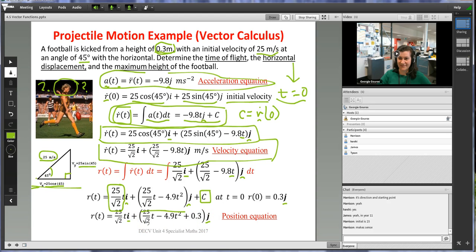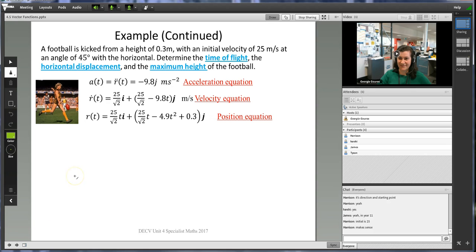So this is now the position equation with the constant evaluated to be 0.3j. So we have an acceleration equation, a velocity equation, and a position equation, all vector equations, all with respect to t. Each component is a function of t, time. And time must be greater than or equal to 0. Let's keep on going. So we've got all that information, and hopefully that all made sense, how to derive all of that by taking the antiderivative and substituting initial conditions in there to work out those constants of integration.